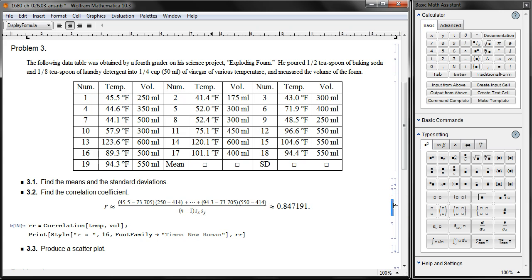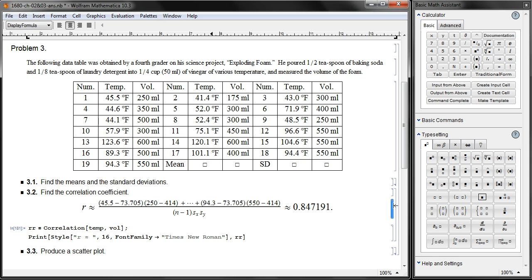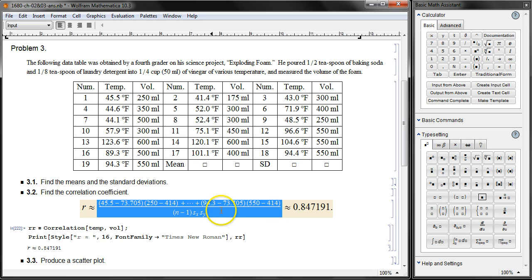Maybe it would look better if I increase the font. Oh, too big. Okay, that looks a little bit better. And here is Mathematica's computation, because calculating something like this with a handheld calculator, oh come on, forget it, that's impossible.